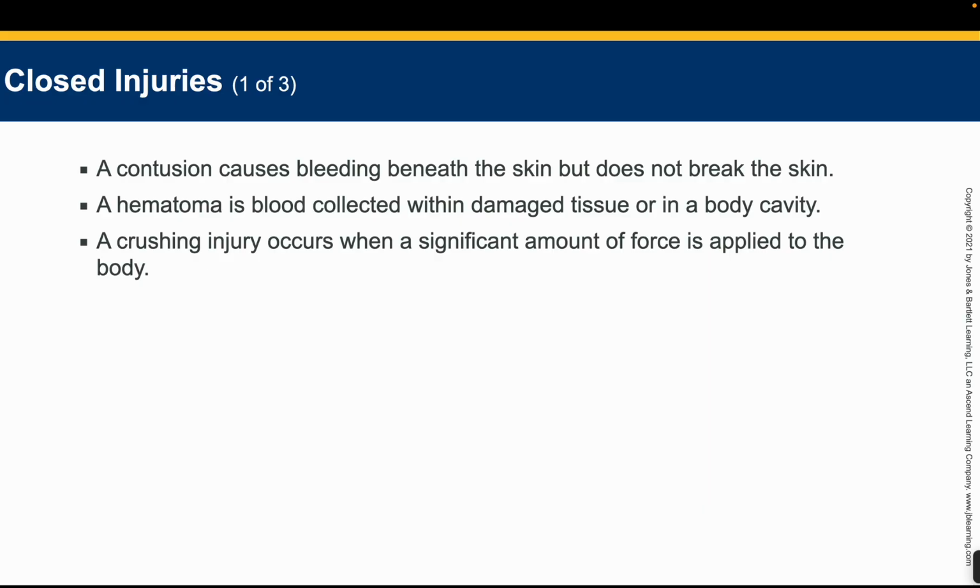Closed injuries are injuries where the skin stays intact, but there's still damage underneath. A contusion or bruise is bleeding under the skin without it breaking. A hematoma is a step further. That's when blood actually collects in the tissue or a body space. And then you have crush injuries, where a significant amount of force is applied to the body, often causing deeper tissue damage. So even though you might not see an open wound, don't let that fool you. There can still be significant internal injury that needs to be recognized and managed.